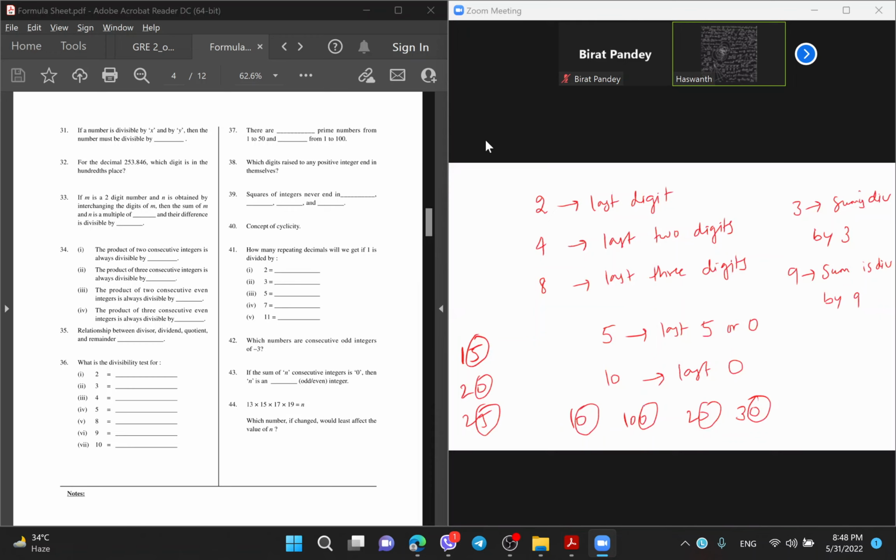A number is said to be divisible by 3 if the sum of its digits is divisible by 3. For example, take 96. What is the sum of digits? 6 is one digit, 9 is another digit. Add 9 plus 6, you will get 15. Is 15 divisible by 3? Yes, it is. So we say 96 is also divisible by 3.